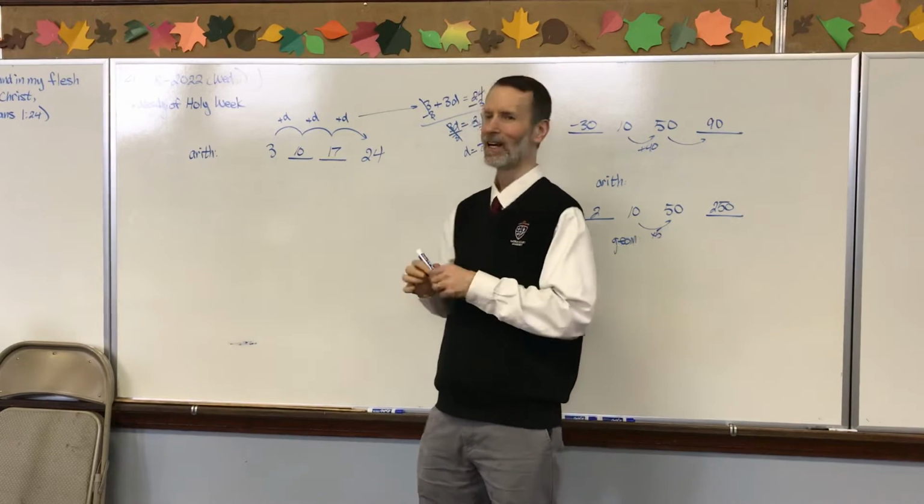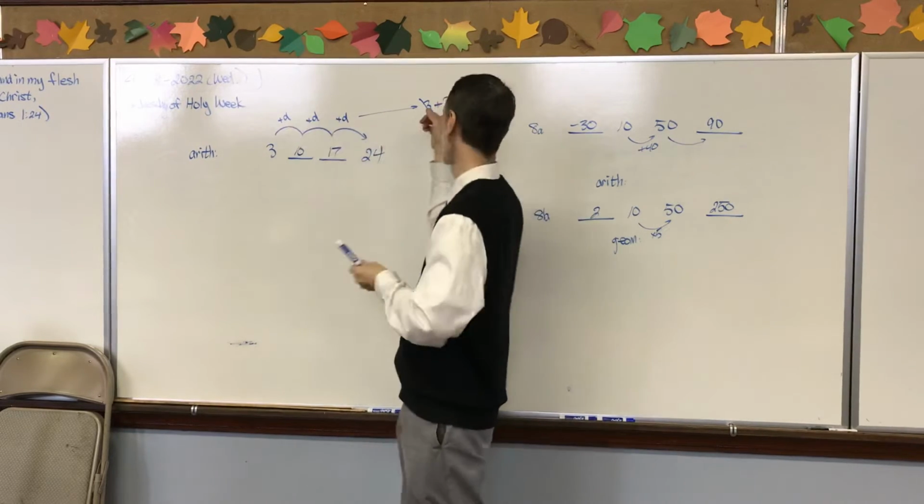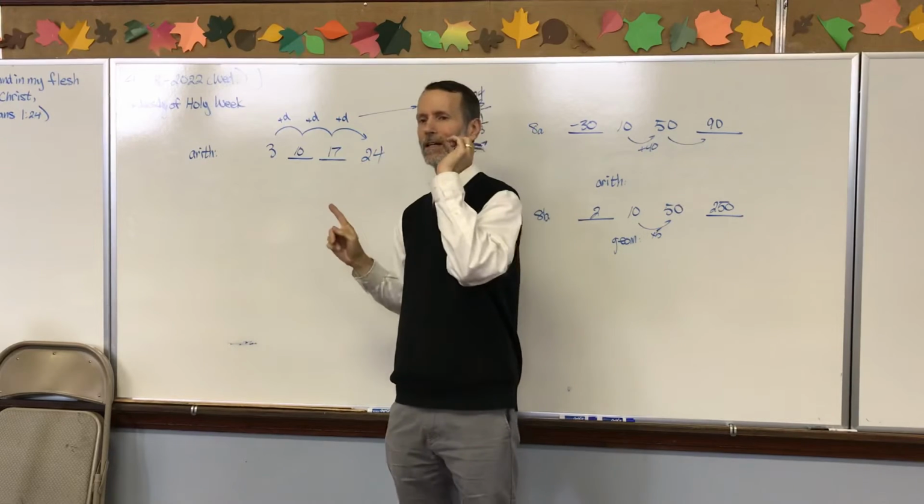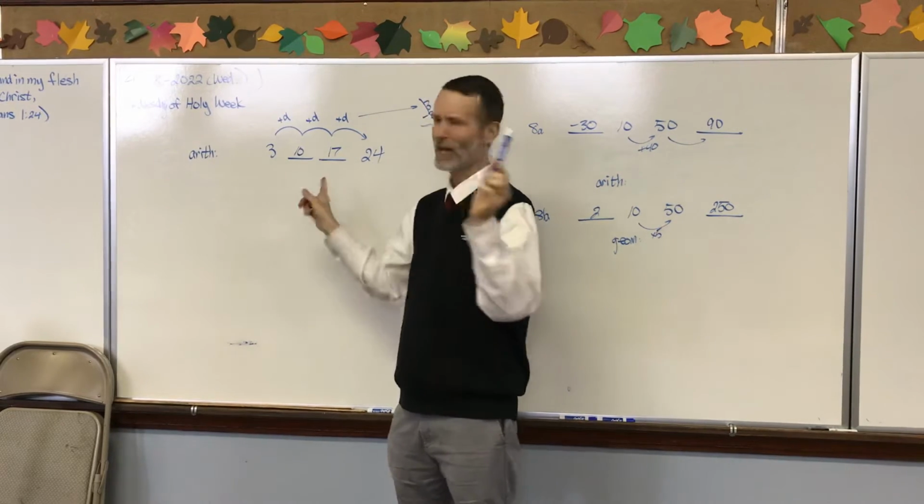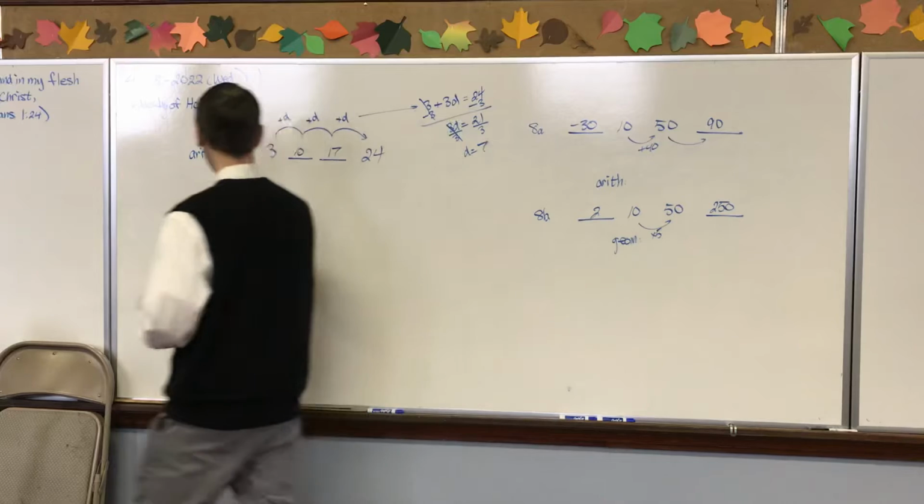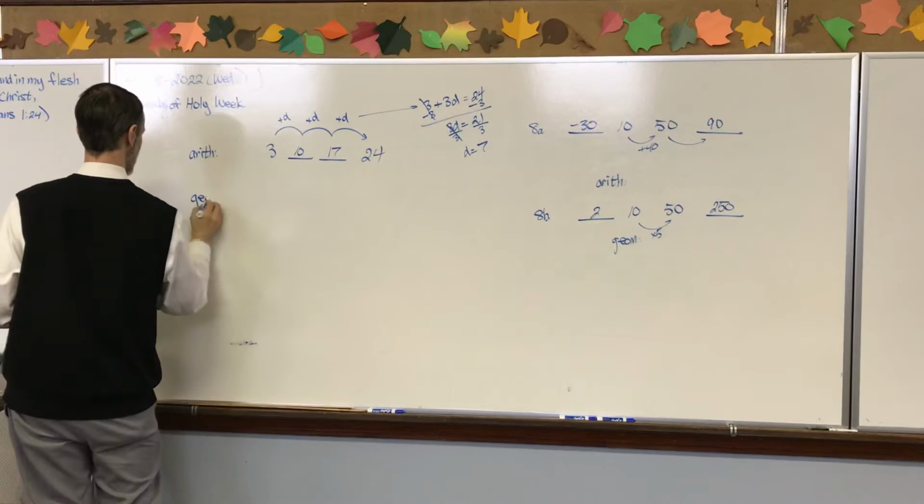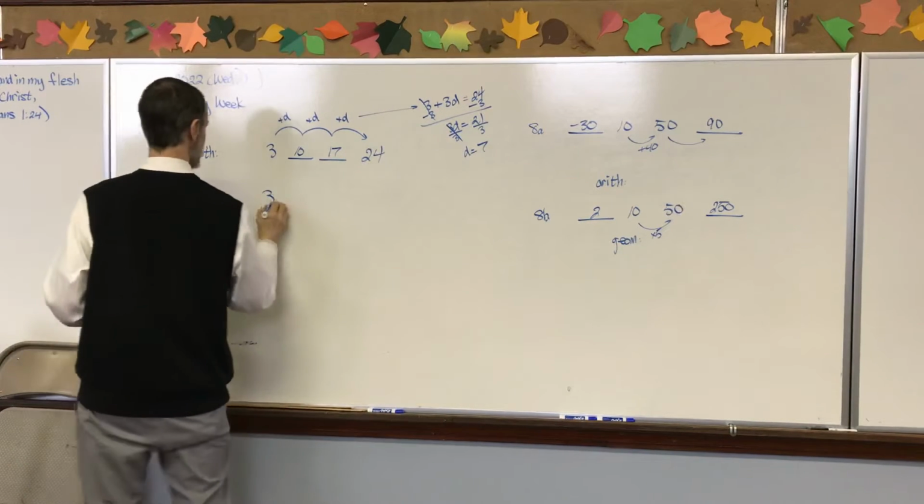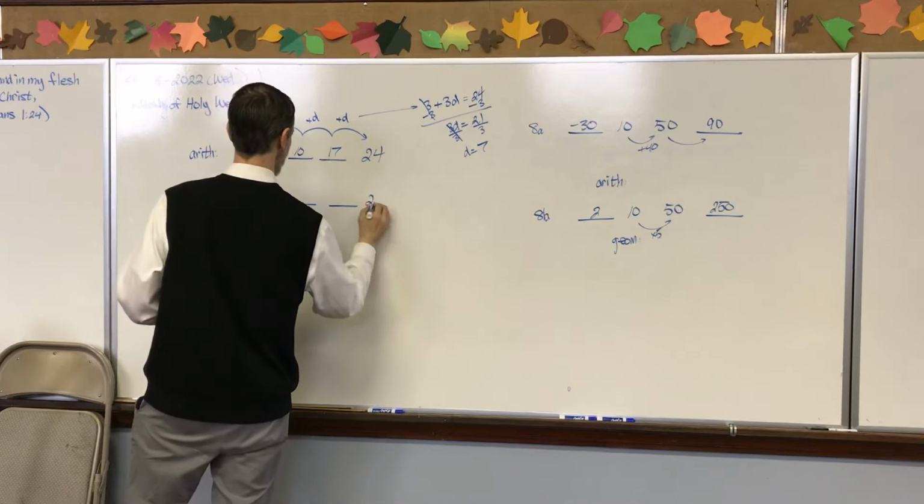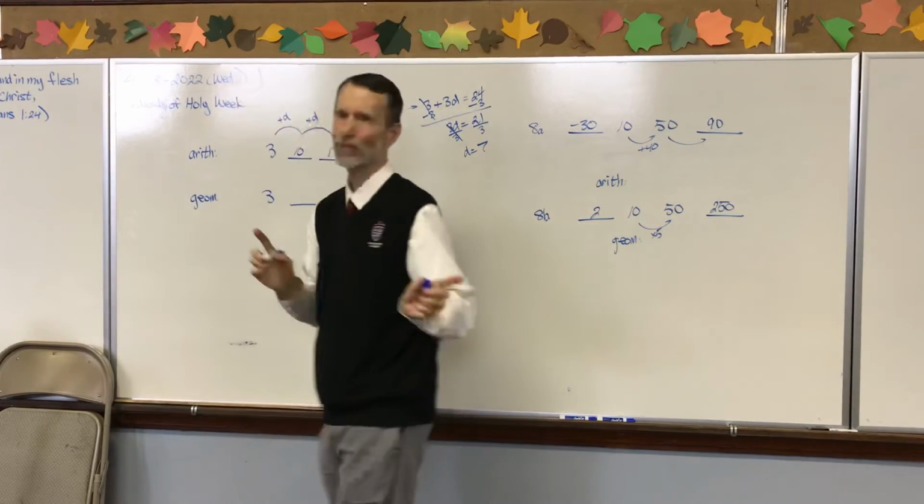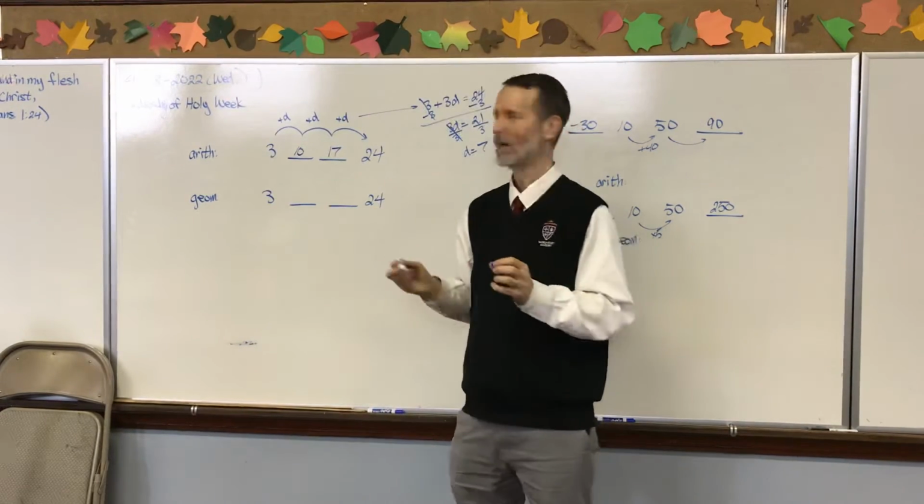Does that make sense? That's actually sort of a teaser into what we're going to be doing today. Let me try the d on that one. What if it's geometric? What if it's 3, blank, blank, 24 and we're multiplying? Watch this.